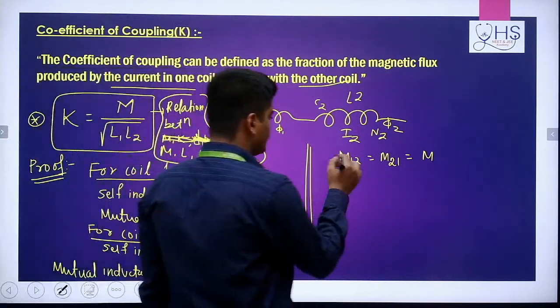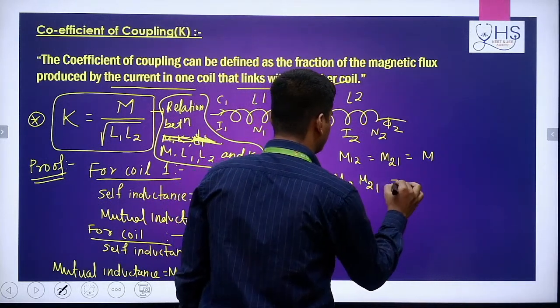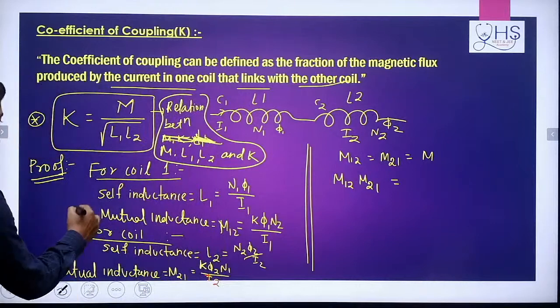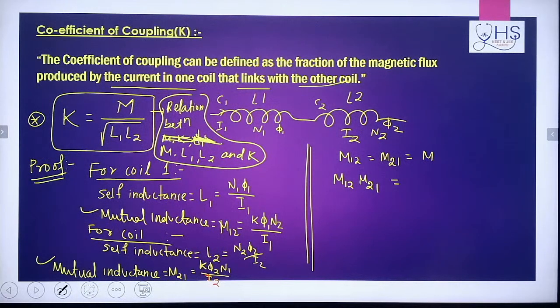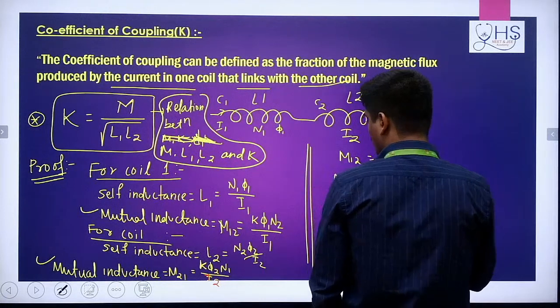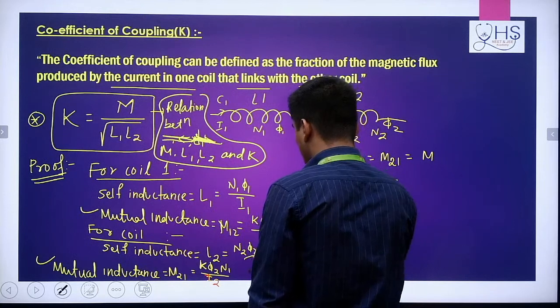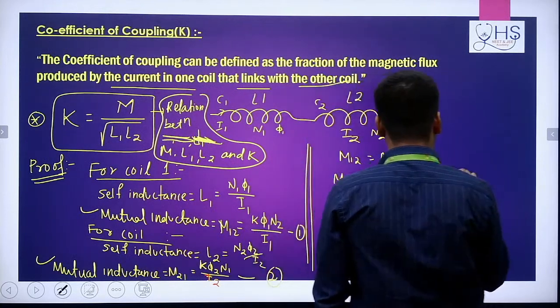Now, to find this relation, I can just take M12 into M21. So I write M12 and M21, here M12 and here M21. Now multiply that. Or you can write equation 1 and equation 2, so multiplying equation 1 and 2. This is equation 1, this is equation 2.